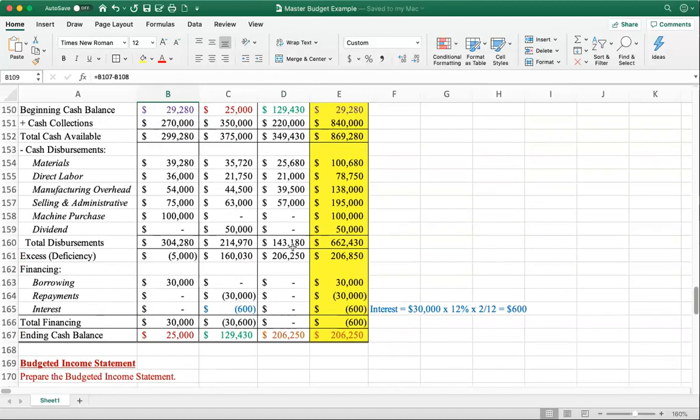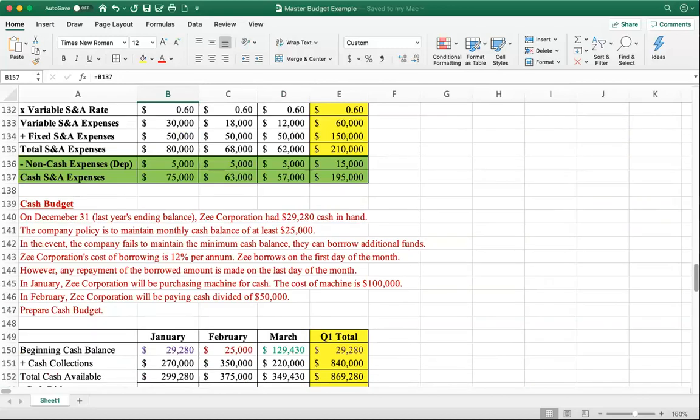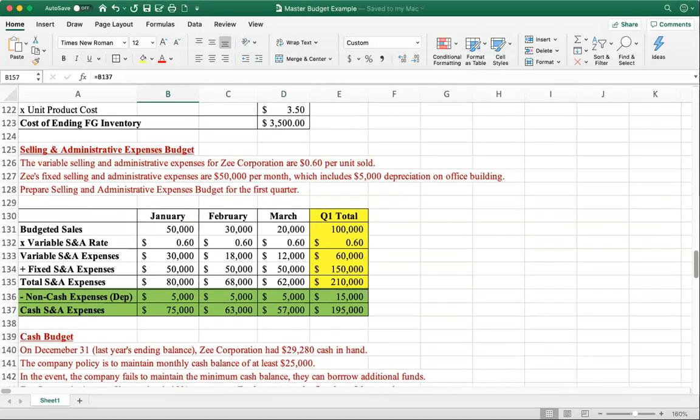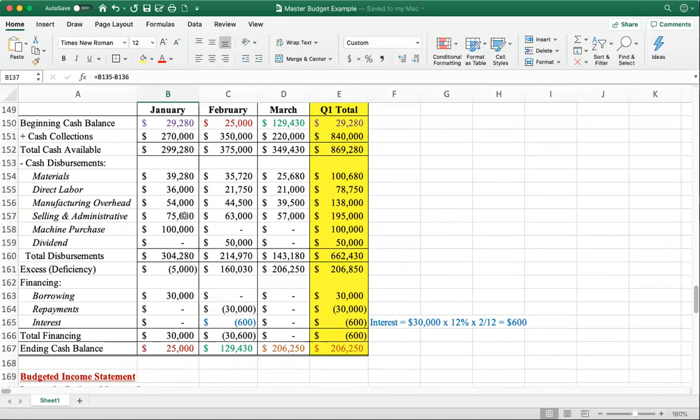Then we have selling and admin, 75,000. Again, that's also a non-cash outlay adjustment. We excluded the non-cash outlay, which was 5,000. Otherwise, selling and admin was 80,000. So after excluding the non-cash depreciation, we have 75,000 in January. So we took 75,000 here.